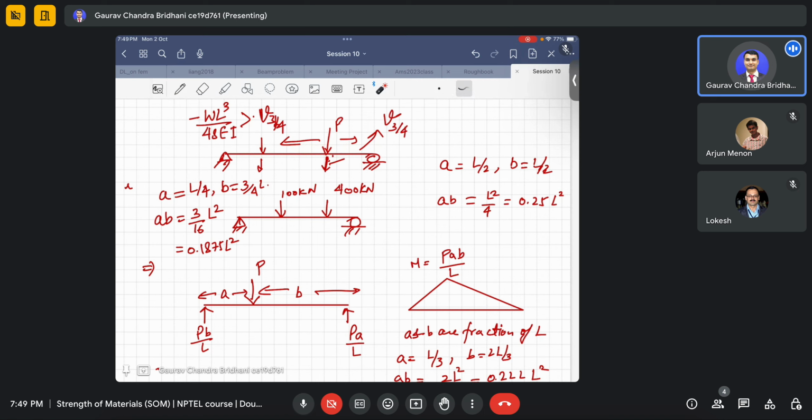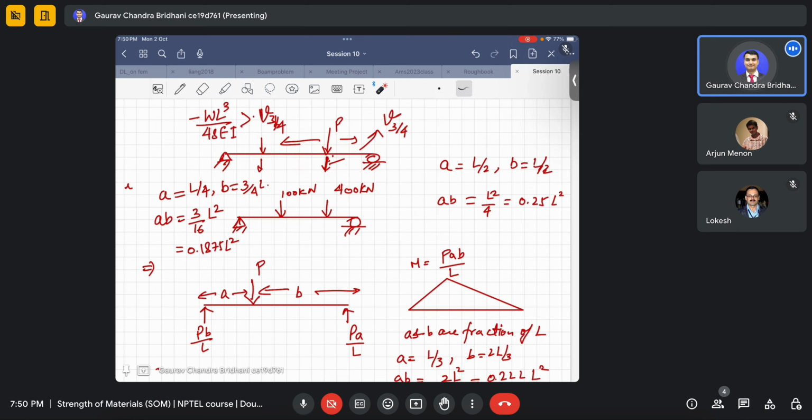Suppose I give you a choice that you put the load wherever you like, and I will consider that point, but I want the maximum deflection. So maximum deflection will occur only when I put the load at the center, and that deflection will be the maximum of all the cases if I am moving the load like this.